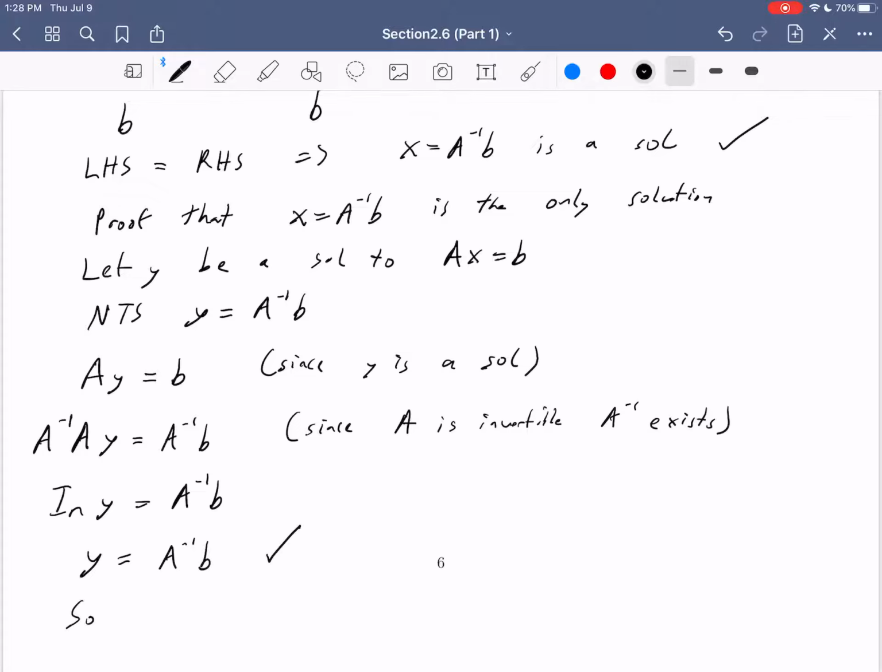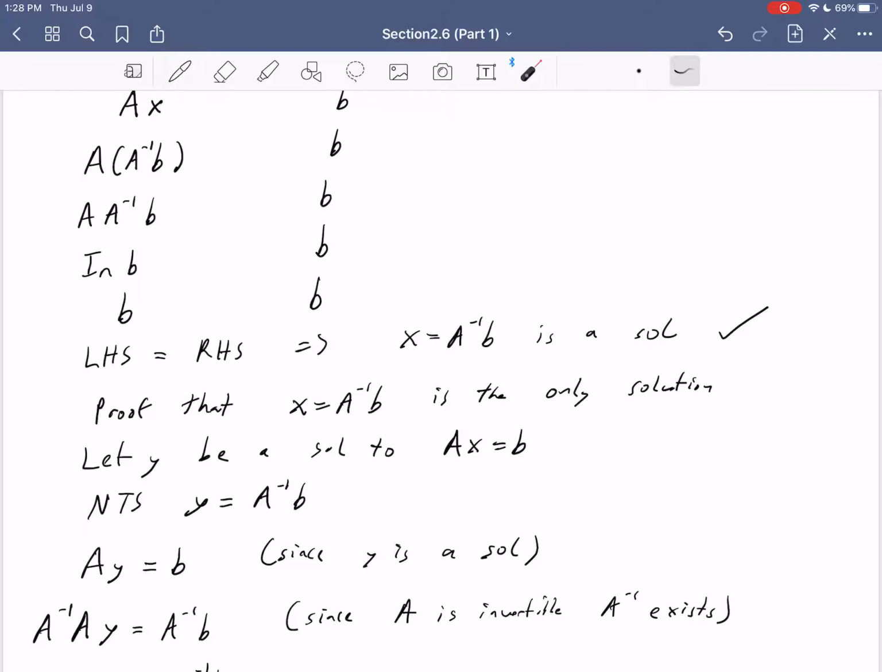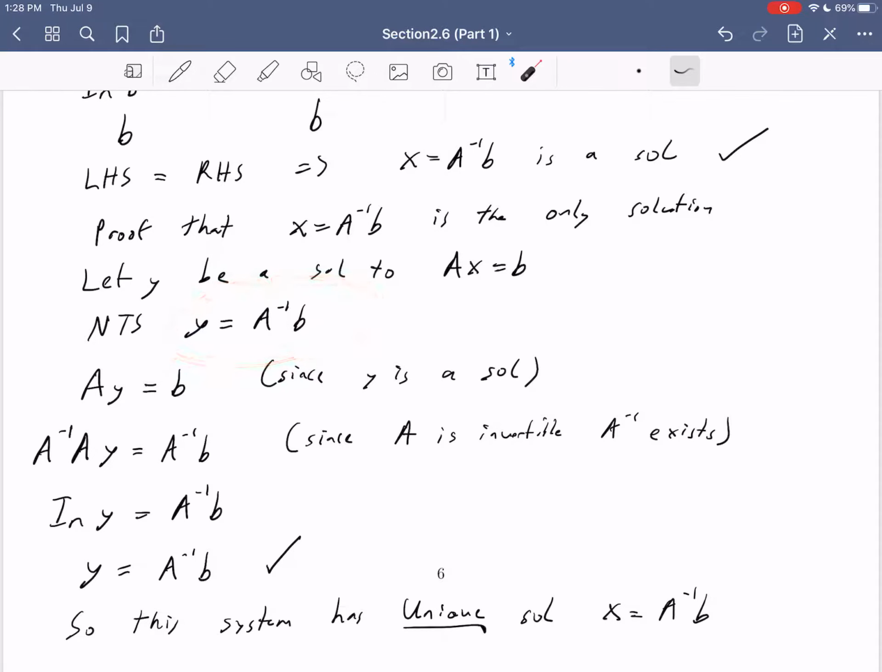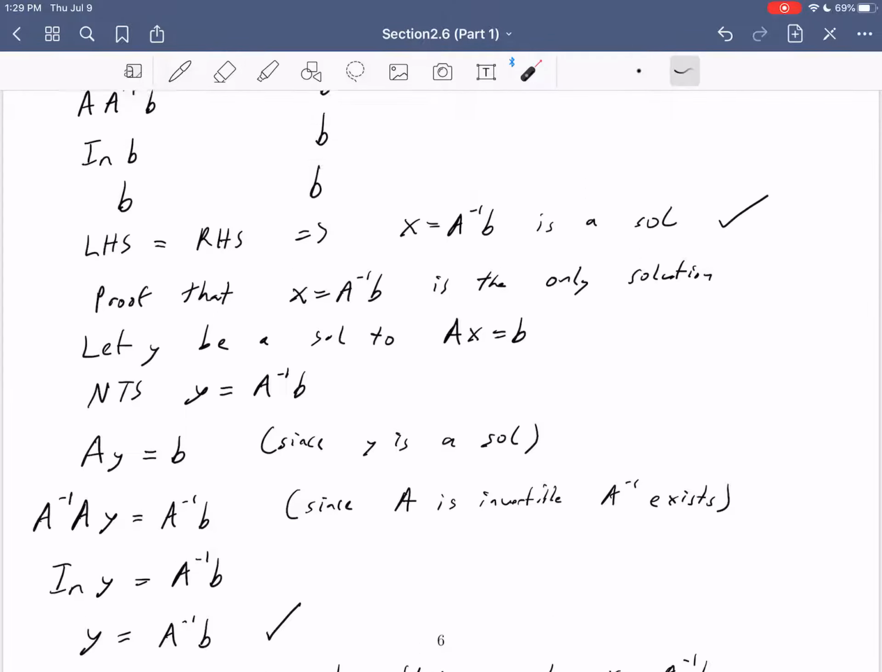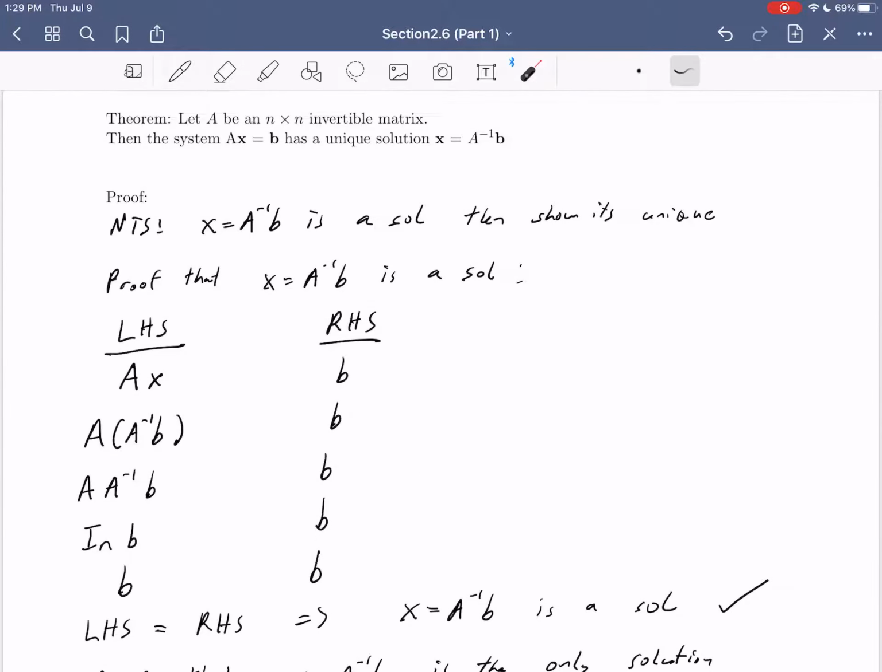Check. So this system has unique solution x equals A inverse b. So this proof here had two parts. We first proved that x equals A inverse b is going to be a solution, and then we proved that any other solution would have to be equal to that, meaning that there's only a unique solution. So this gives us another result similar to what we were talking about with the examples about rank in the previous video. We now know that if the system coefficients form an invertible matrix, then that is another way of saying that we know we're going to get a unique solution.